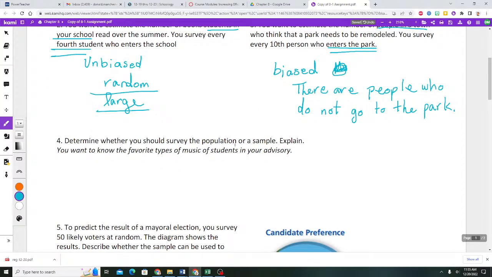Determine whether you survey the population, the whole entire group, or sample just part of it. You want to know the favorite types of music of students in your advisory. Well, in this case, we're going to survey the population, because all we need to do is about 20 surveys.